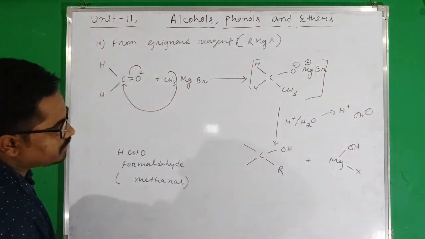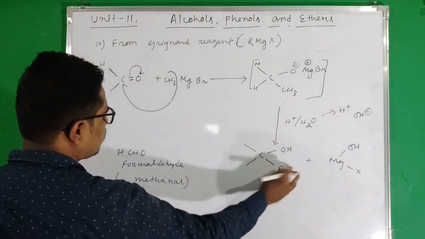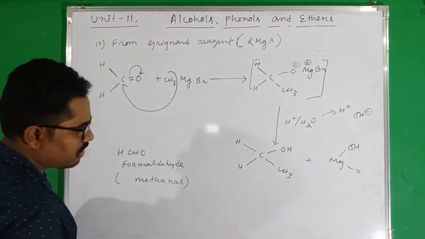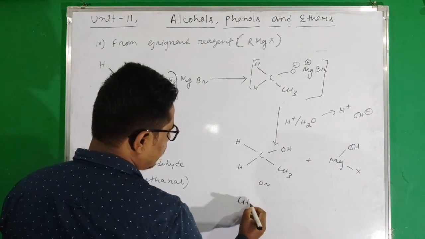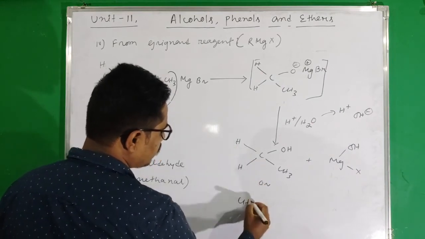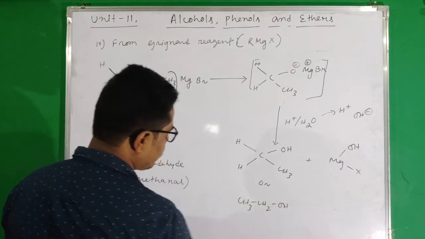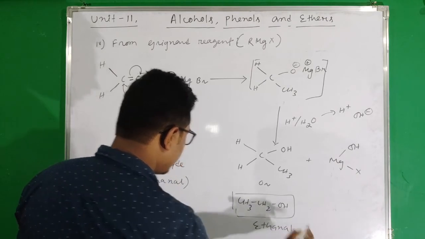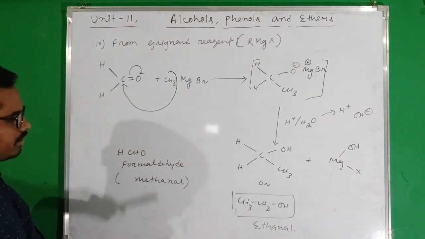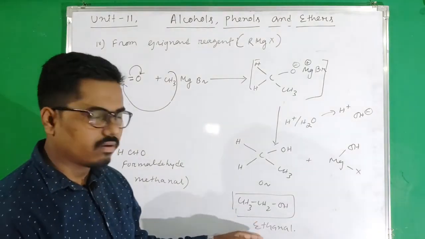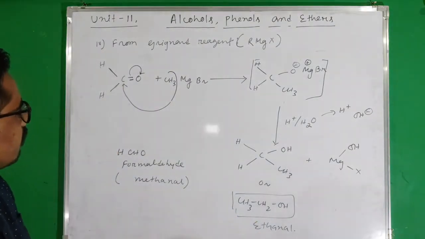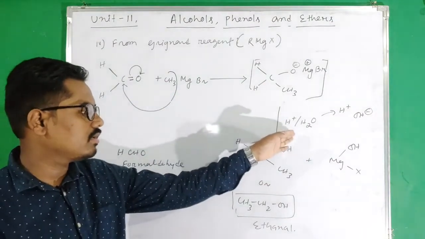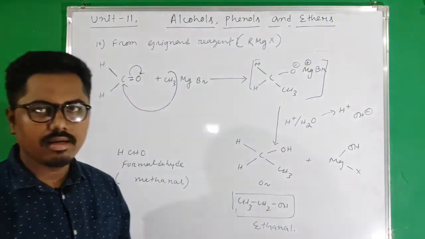Okay. Now after hydrolysis, we will get CH3 in place of R, and then H, or we will get CH3CH2OH. Okay, so this one is ethanol. That means formaldehyde always gives primary alcohols. So when formaldehyde or methanal reacts with Grignard reagent followed by hydrolysis, then primary alcohols are formed.